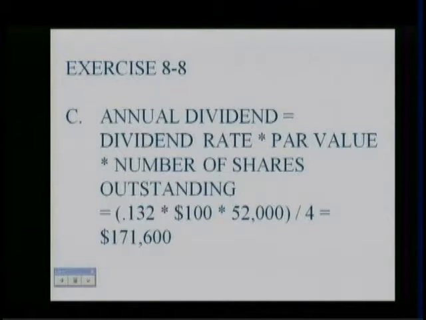Since it's 13.2%, we take 0.132, multiply that by the face value of the preferred stock, which was $100. There are 52,000 outstanding shares of stock. So we multiply that together. That's what we would pay each year. Since we're paying it 4 times a year, we only pay 1/4 of it each time. So we divide that by 4, and we end up with $171,600.